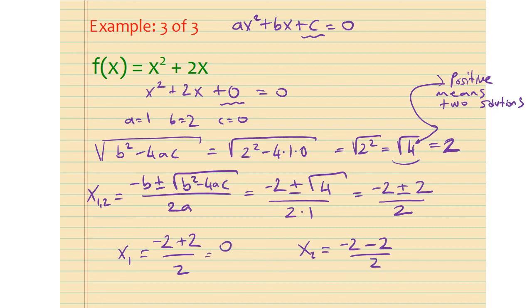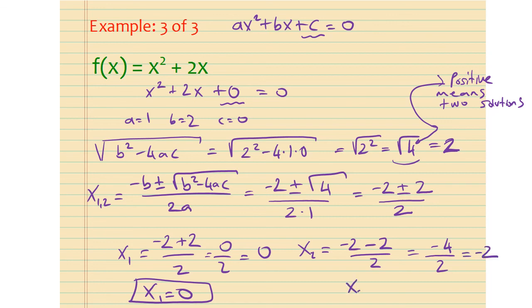Let's evaluate each of them. 0 over 2 is equal to 0, so our x1 is equal to 0. On the second one, we have negative 4 over 2 is equal to negative 2. Our x2 is equal to negative 2. So our two solutions for this quadratic equation are 0 and negative 2. Sometimes we might need to list our solutions, so we can use the list method like this, and we will put 0 and negative 2 in least to greatest order. We can list our roots, solutions, in the brackets.